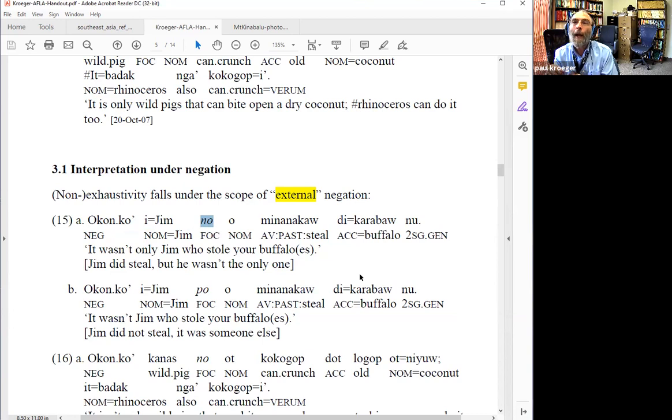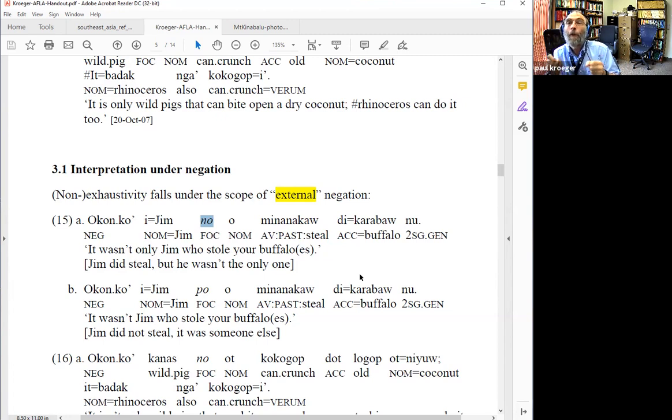So if I say, I'm not happy, no, that means I was happy before, but I'm not happy now. The no takes scope over the negation. But with the no, this external metalinguistic negation, that takes the scope. So what I'm negating in 15a is the uniqueness, the exhaustive reading.